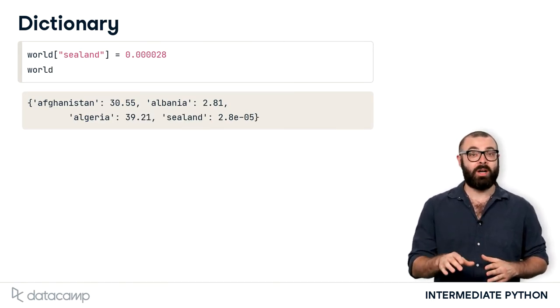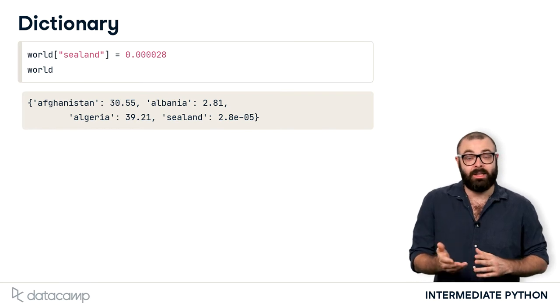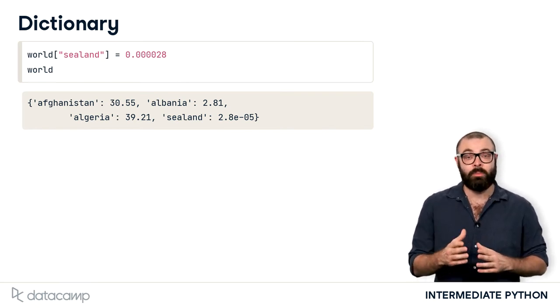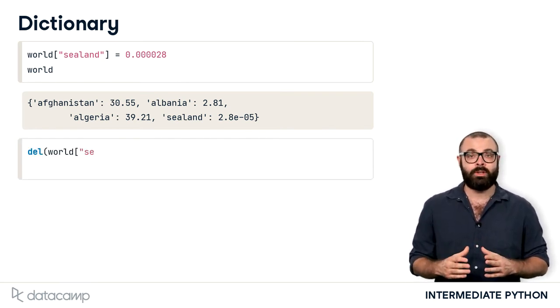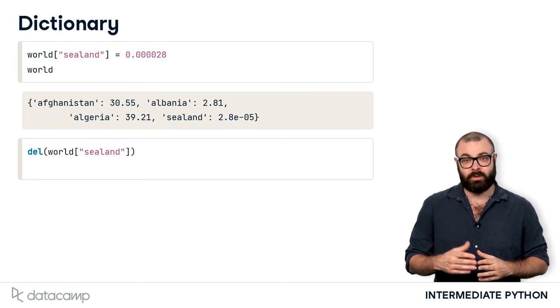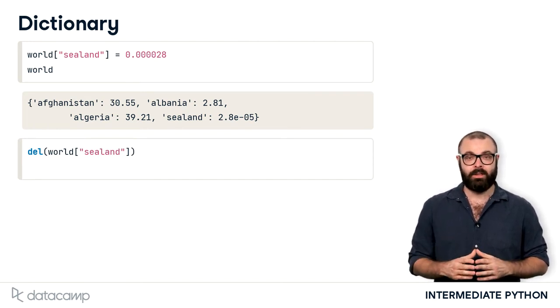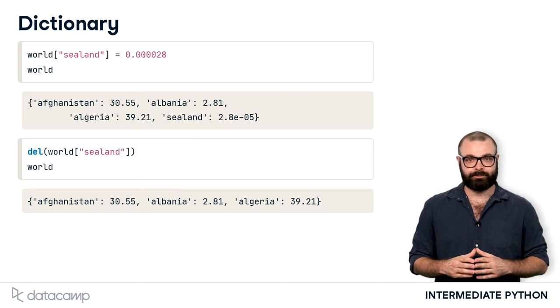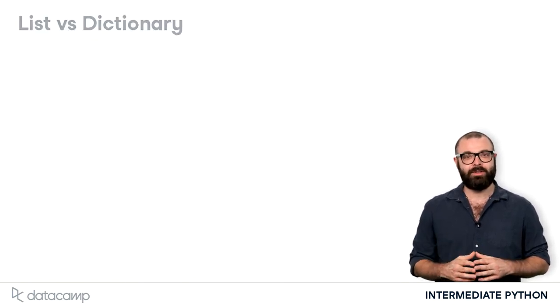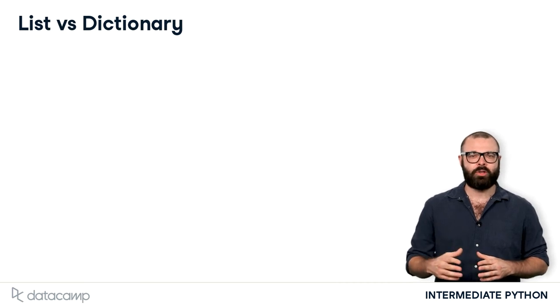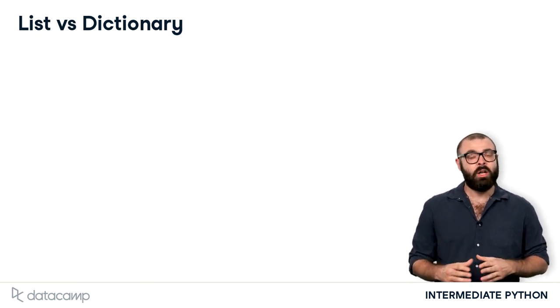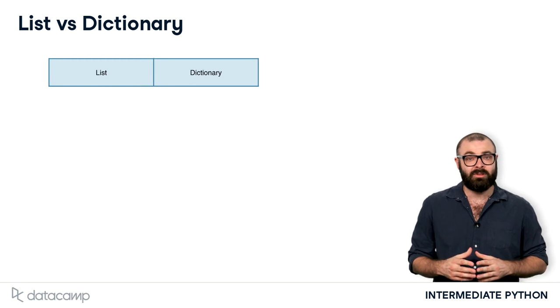Suppose now that your boss didn't see the humor of adding Sealand to the list and asks you to remove it again. You can do this with del, again pointing to Sealand inside square brackets. If you print world again, Sealand is no longer in there. Good riddance.